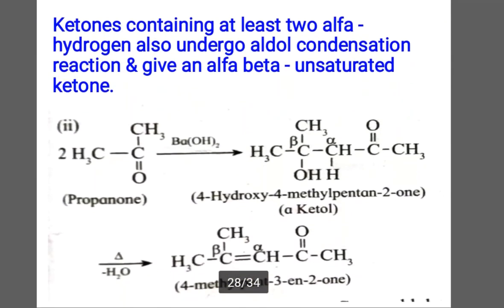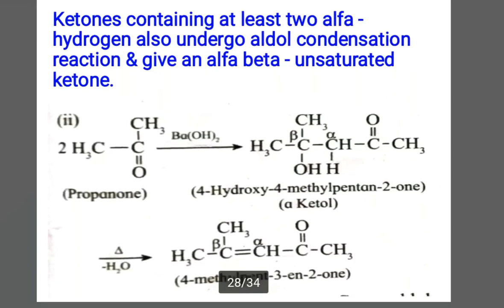Similar to aldehyde, ketones containing at least two alpha hydrogens also undergo aldol condensation reaction and give an alpha beta unsaturated ketone. See here, similar to aldehyde, here in the reactant two ketones are present which react with base and form the ketol.